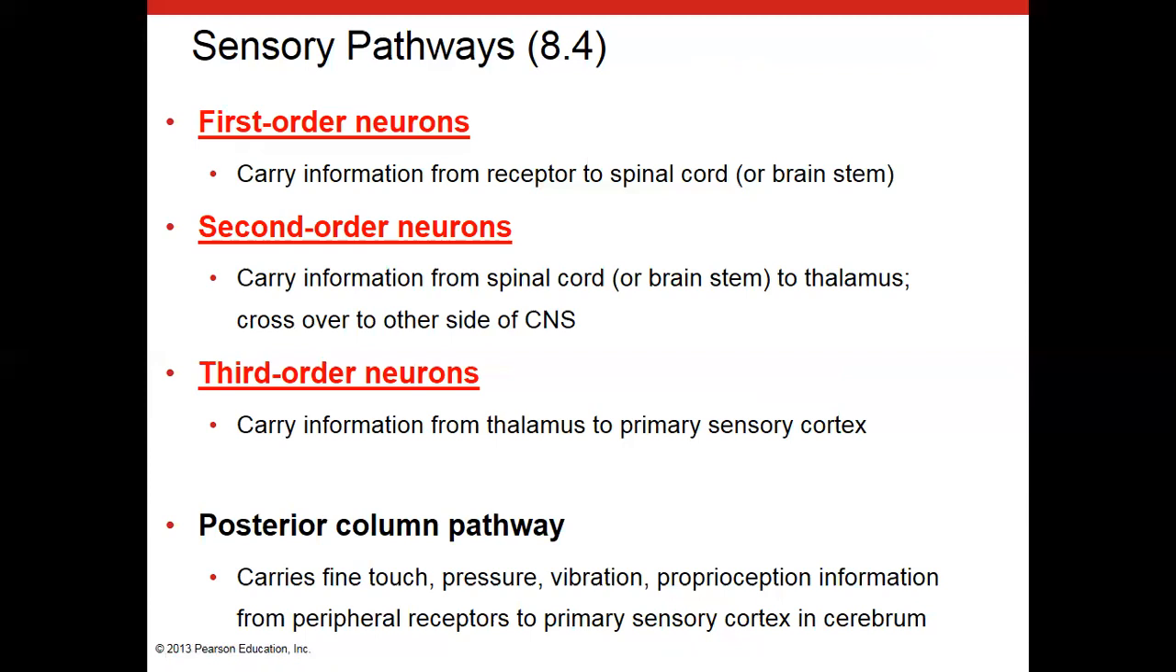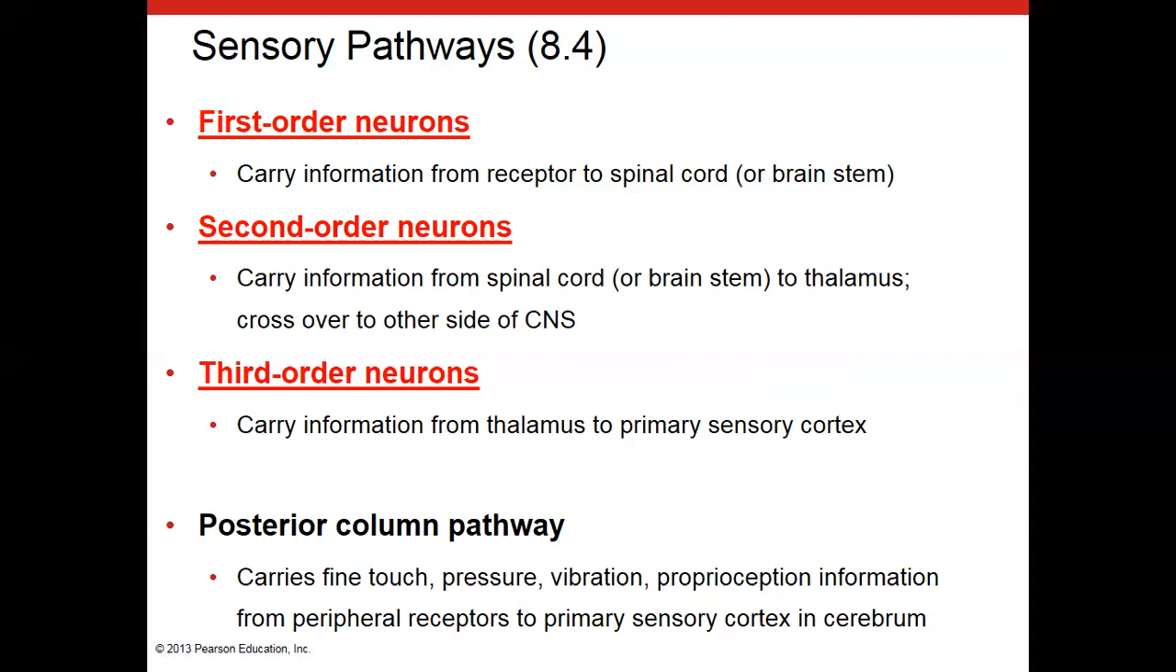Those 3 neurons are called the first order neuron, which is basically the neuron that either contains the sensory receptor or is the sensory neuron. The second order neuron is an interneuron. We've talked about interneurons back in chapter 7, I believe. And that interneuron carries information from the first order neuron to the third order neuron.